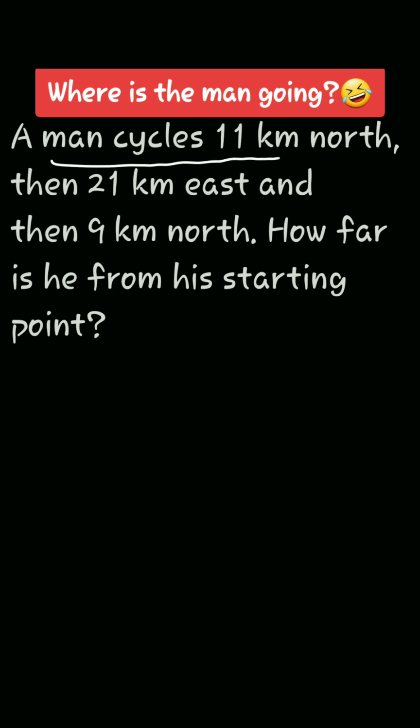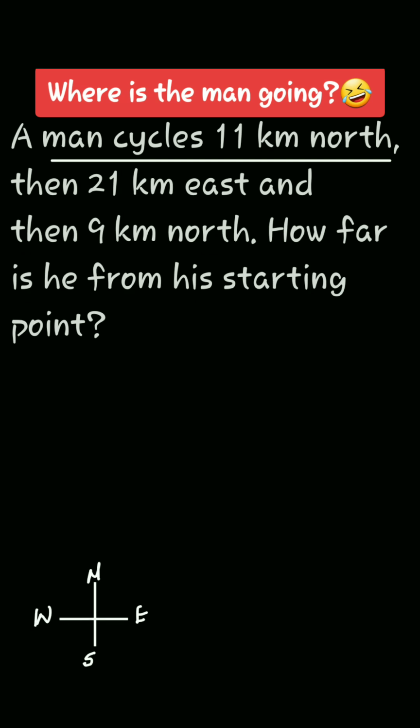A man walks 11 kilometers north, then 21 kilometers east. Now, the starting point is where the man walks 11 kilometers north from. So we need to pick a point and say this is where the man is. This is the man. This is the starting point. Now at every point you have the north, the east, the south, and the west. So the man is here.